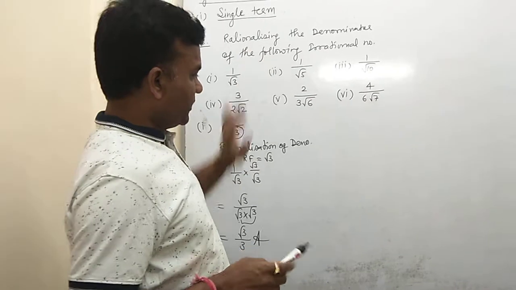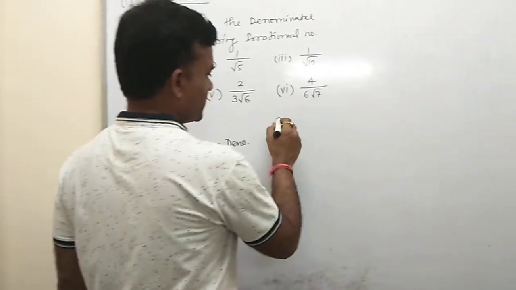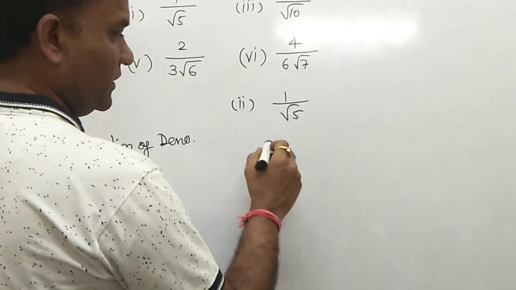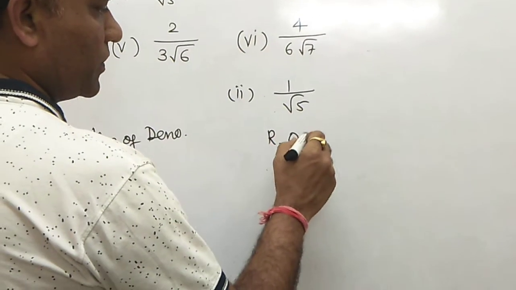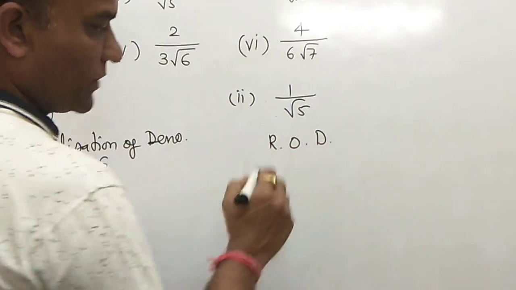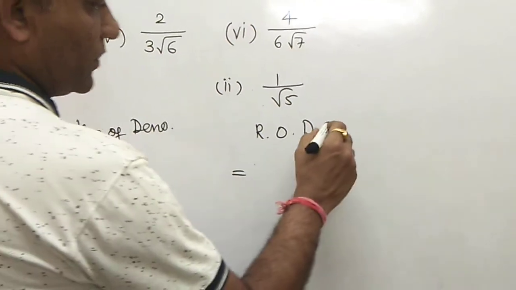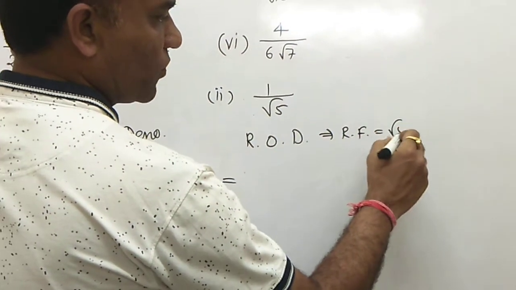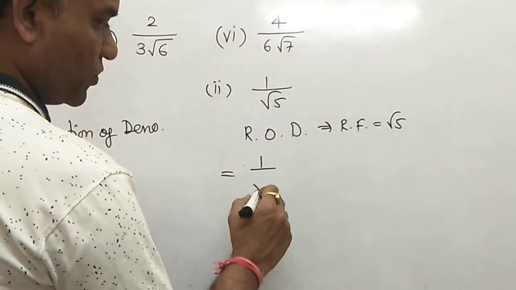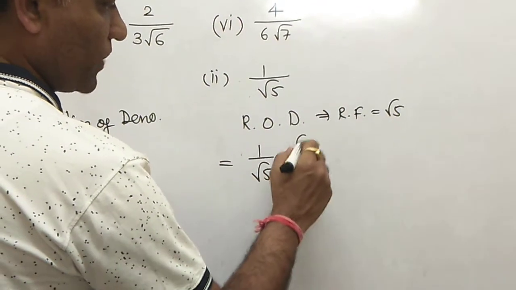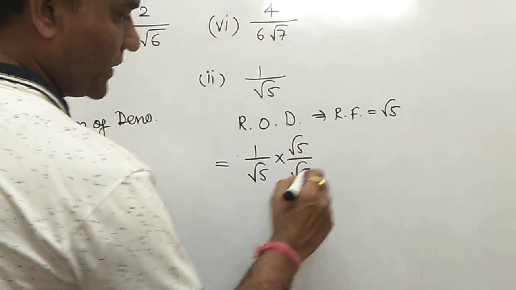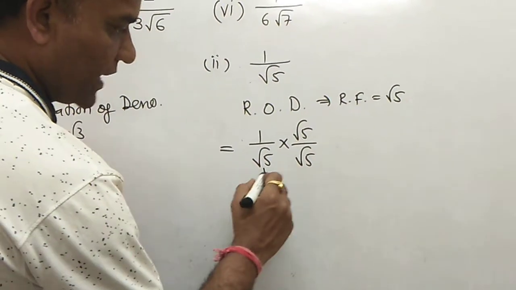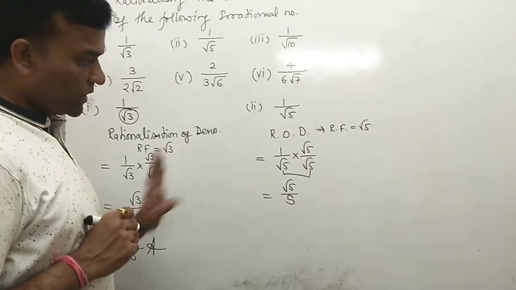The same example, similarly we have 1 by root 5. ROD, rationalization of denominator. You also write down RF, which is root 5. So 1 by root 5 times root 5 upon root 5 gives root 5 by 5, because we again have a pair, and then we do the same.